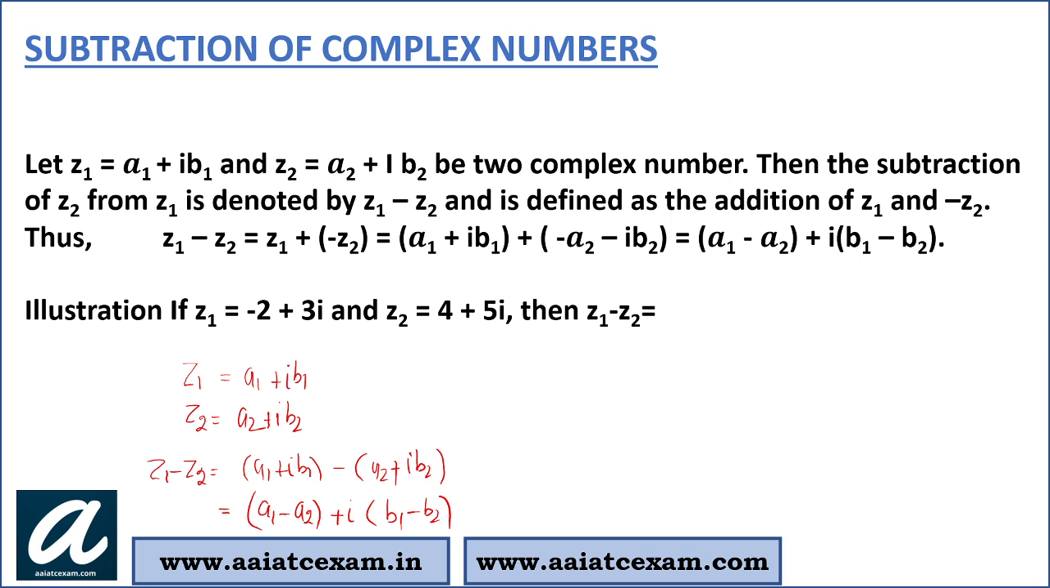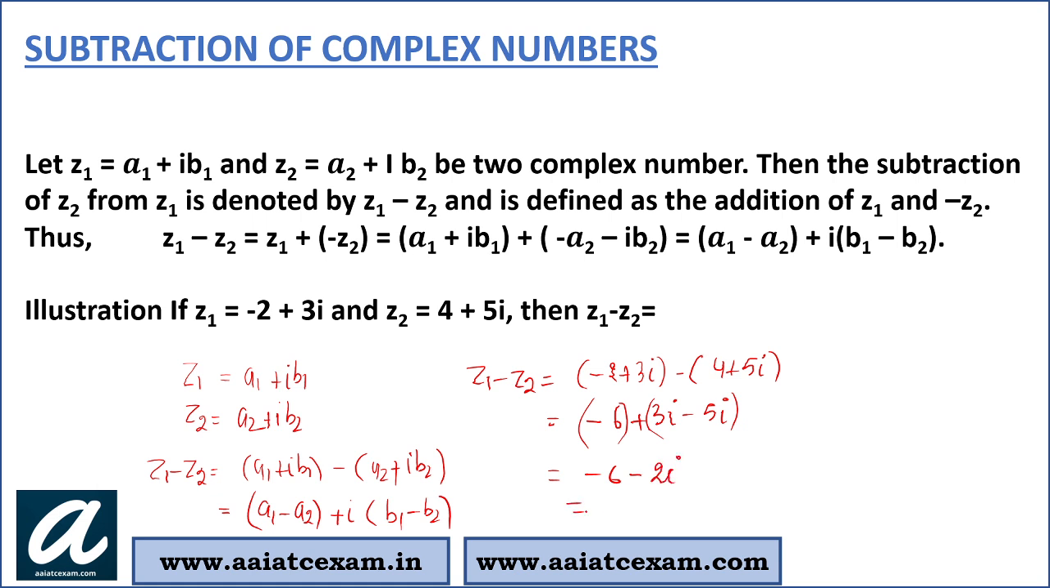Example: in place of z1 you have minus 2 plus 3 iota, and I have to subtract 4 plus 5 iota from here. So this is z1 minus z2. This will be equal to minus 6 plus 3 iota minus 5 iota. Real part with real part and imaginary part with imaginary part. So the answer is minus 6 minus 2 iota. You can take minus 2 common and you will get 3 plus iota. So this is how you will subtract the two complex numbers.